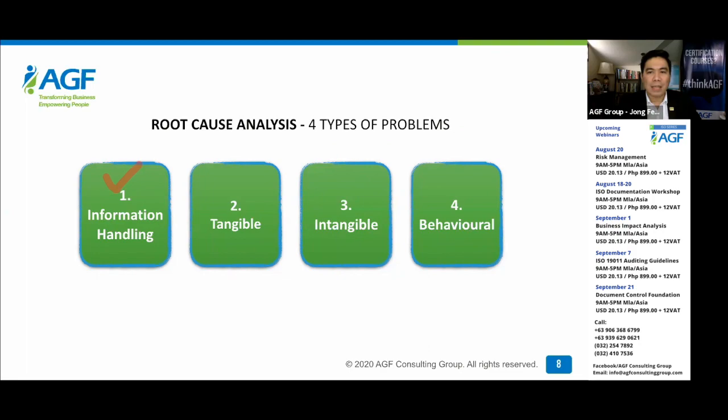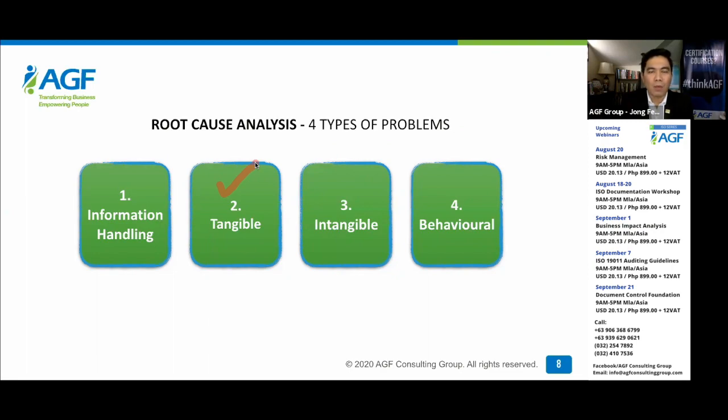Moving on, what's the next type of problem? The next type of problem, we call it tangible. What do we mean by tangible, Joe? So if you notice, there's tangible, there's intangible. A tangible type of problem has something to do with the procedure, okay? With the procedure manual, that's tangible. It has something to do with the process, with the structure. Maybe it has something to do with the layout of your workplace. Tangible things. So maybe I'll use the procedure itself.